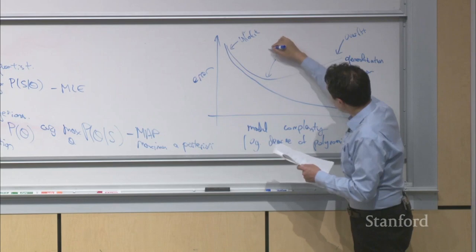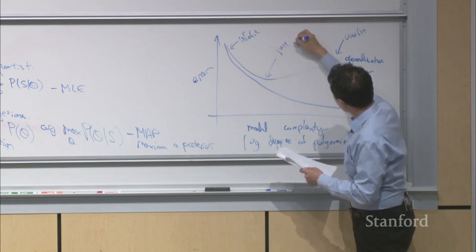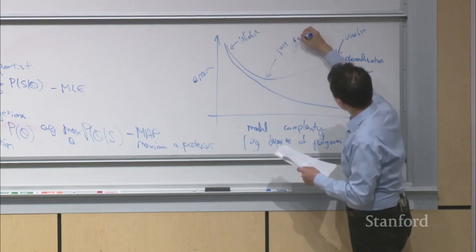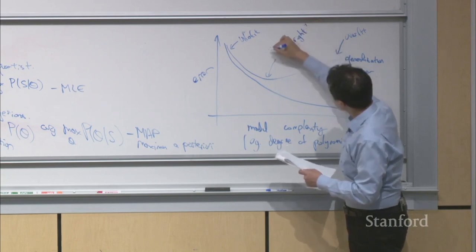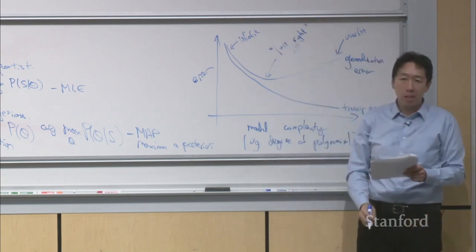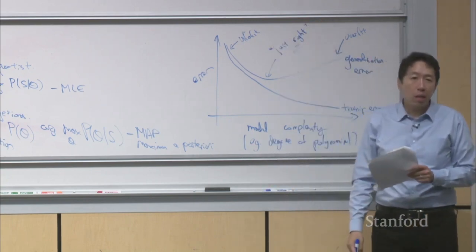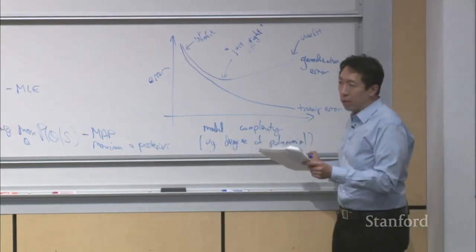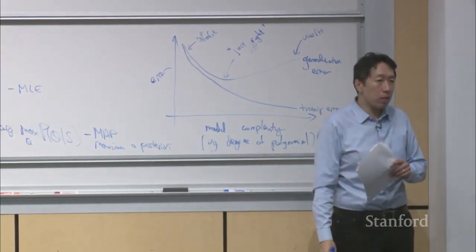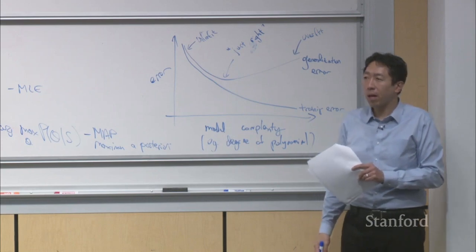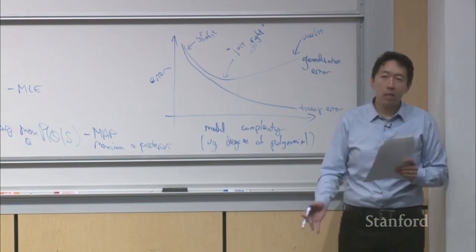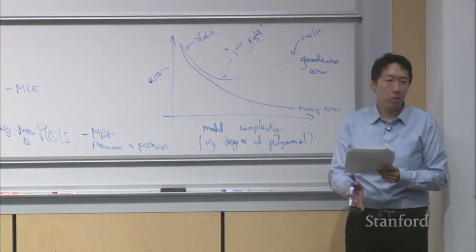And it's somewhere in between, right? That is just right, okay? And this curve is true for regularization as well. So say you apply linear regression with 10,000 features to a very small training example.